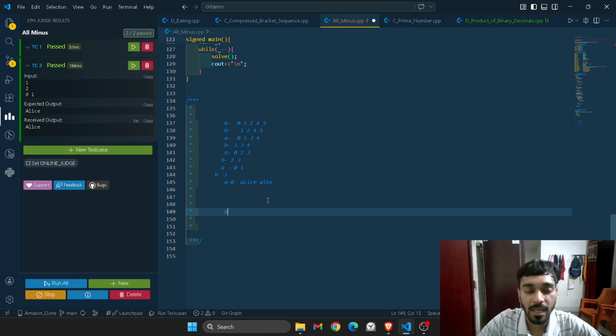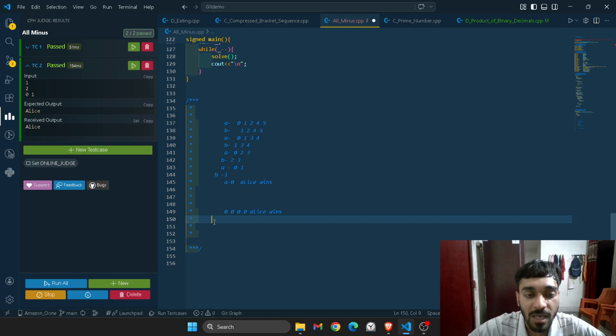Like, if the array contains only zeros, then simply Alice wins, because Alice will come and remove all the zeros. One more observation: let's assume the array contains a value like 1, then it is for sure that Bob will win, because Alice will have no choice other than to make this 1 to 0, and Bob will remove that 0.